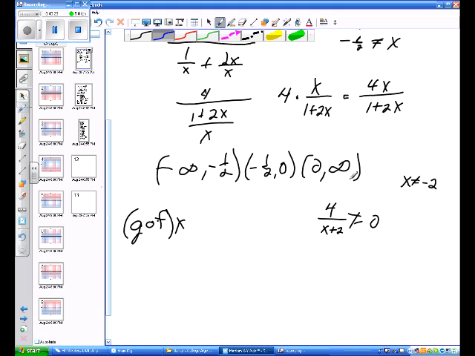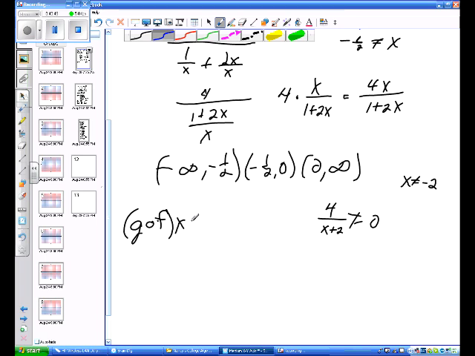As long as we have a numerator with no variable in it, there's no way that fraction could ever equal 0. So the only thing we have to limit is that x could not be negative 2. The only way a fraction can be 0 is if the numerator equals 0. So x cannot be negative 2.